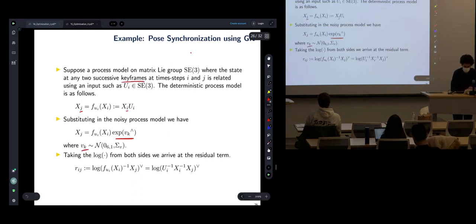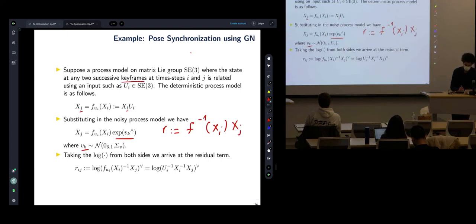And as usual, the noise is a zero mean Gaussian in the Lie algebra. Isolating the noise, we define the residual to be the inverse of this function times xj, because it's a matrix. Take the log of this and then vectorize it using v. And for the process model, the residual is defined as u inverse times xi inverse times xj.